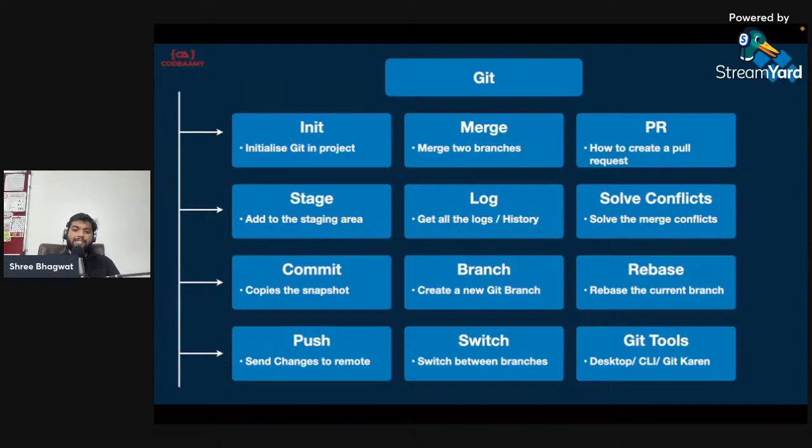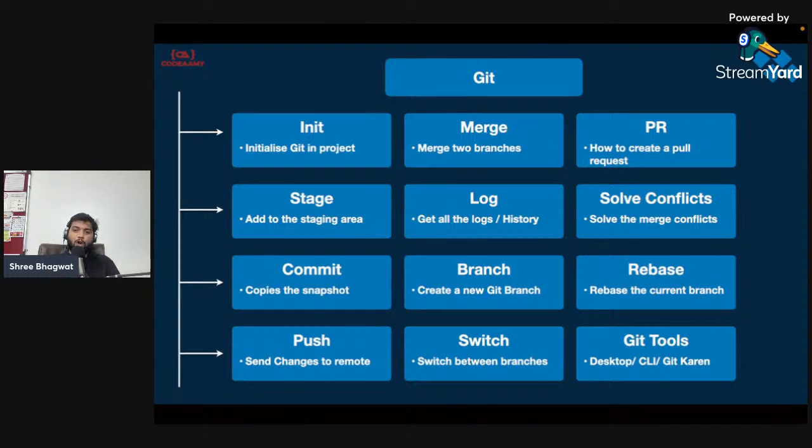Commit means it copies the snapshot. Now we have the code in our PC. The commit will copy the snapshot of the files on stage, and will send that to the remote branch or the remote place. Push is a command that will push the actual code or the actual snapshot that we have created to the remote branch. Merge will merge two branches.